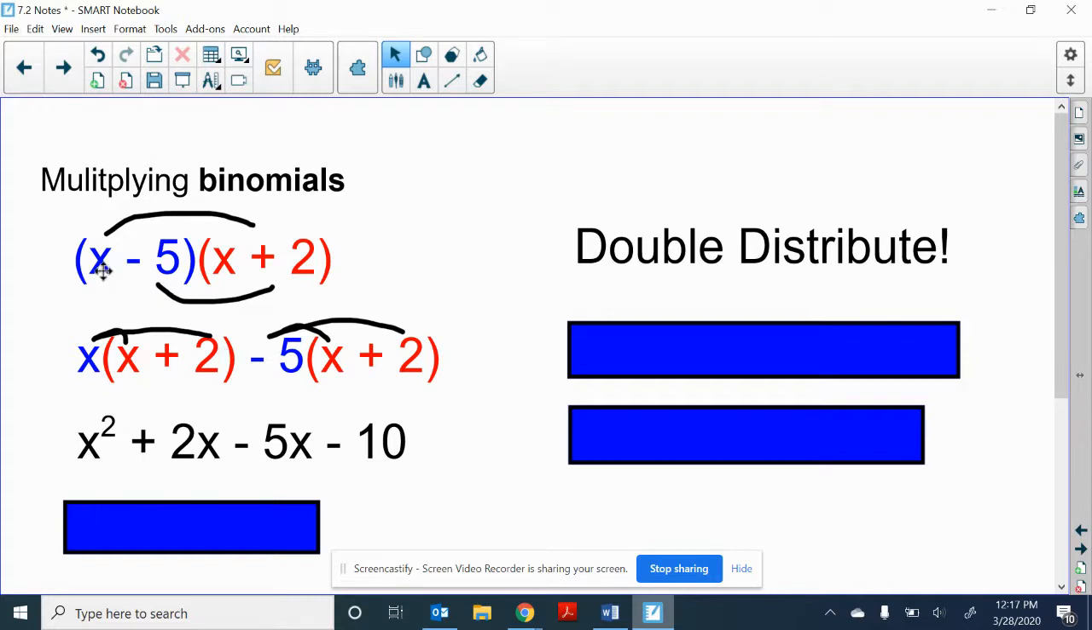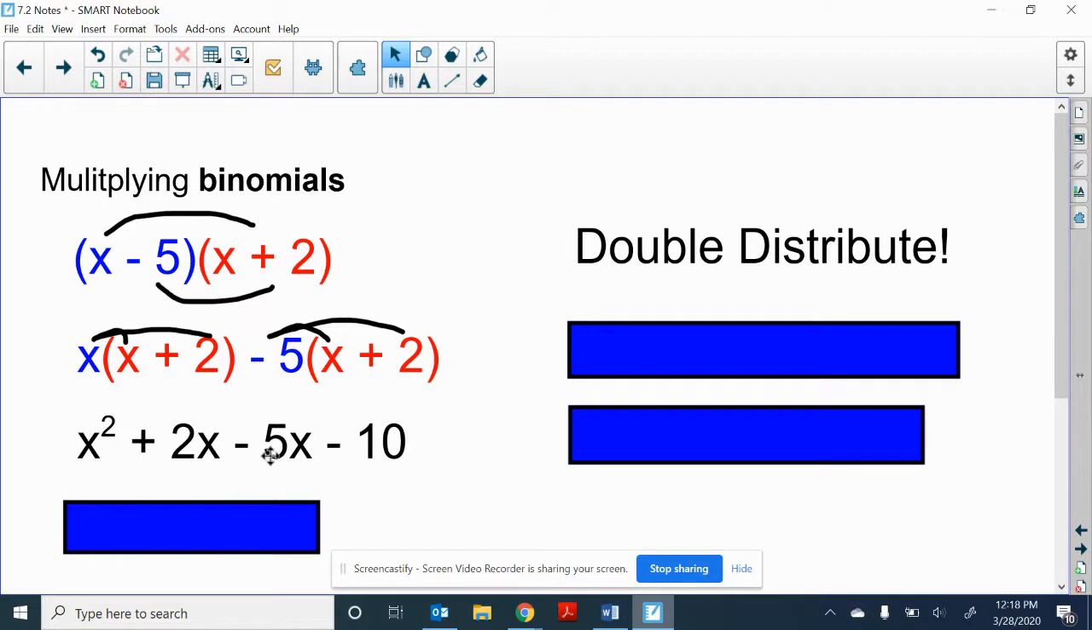So we've distributed the x to the x squared, the negative 5 to the x, and the negative 5 to the 2. And on the next slide, we're going to talk about foiling and what FOIL actually stands for, and kind of a shortcut. So we can skip this middle step right here and go straight from multiplying these polynomials to x squared plus 2x minus 5x minus 10.